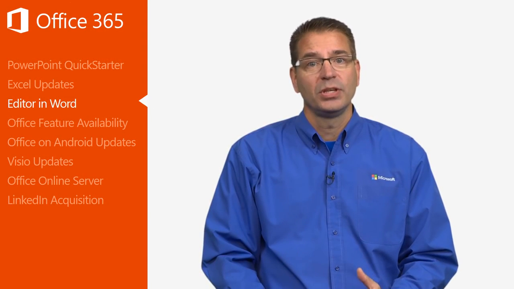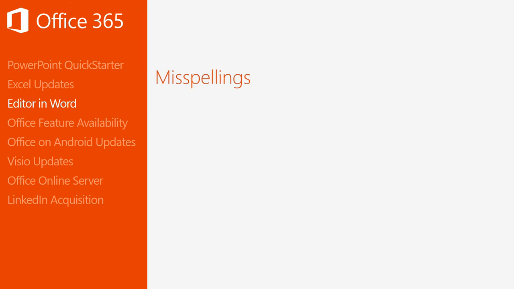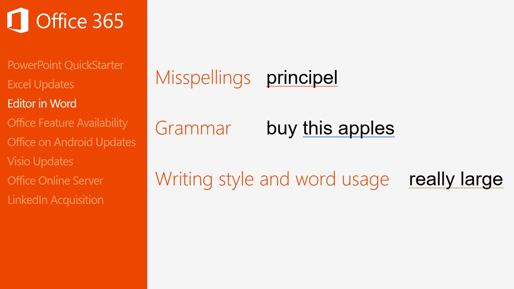Editor uses visual cues to distinguish between different types of suggested edits. Misspelled words are underlined with red squiggles, just like they always have been. Grammar cues are highlighted with a blue double underline, and the new writing style and word usage suggestions are flagged with a gold dotted line.